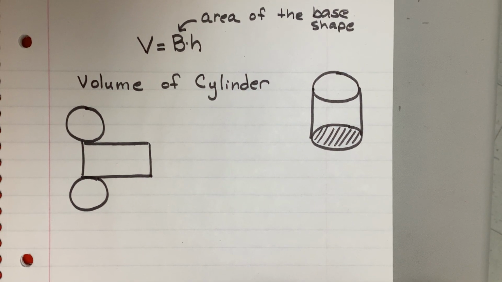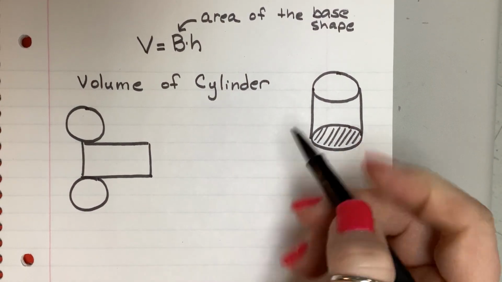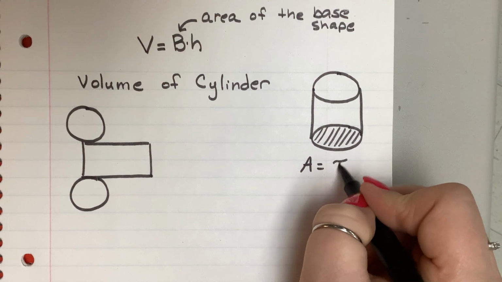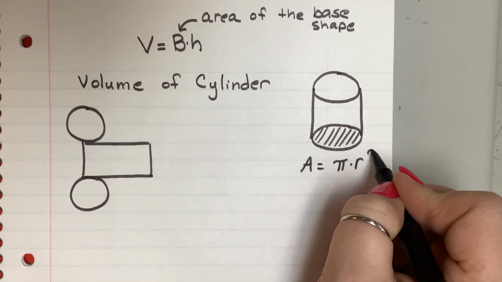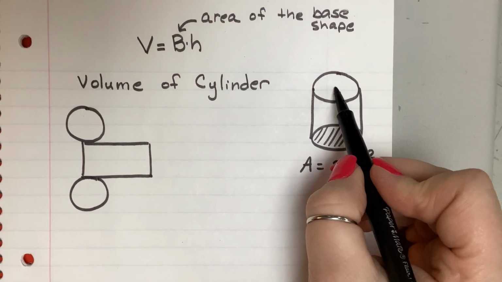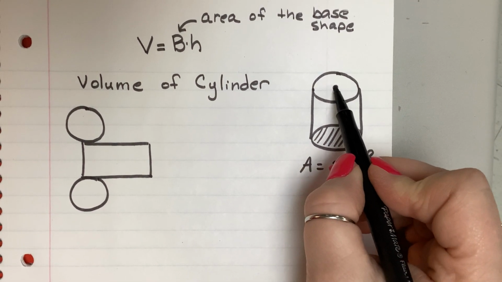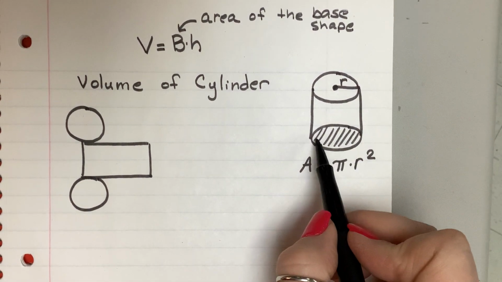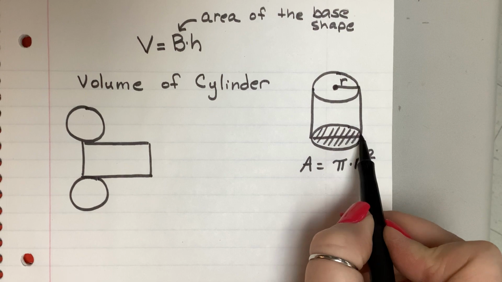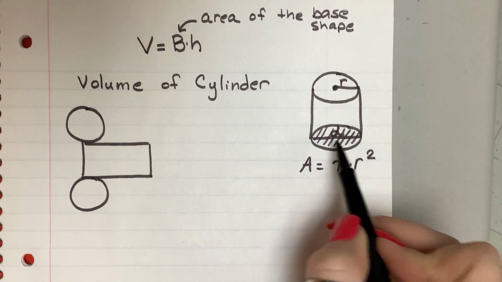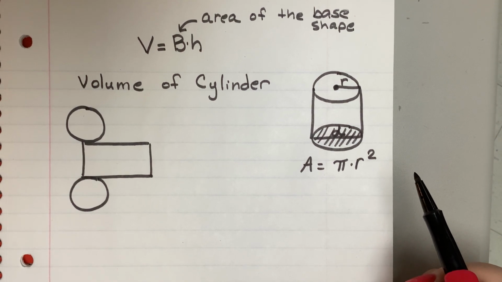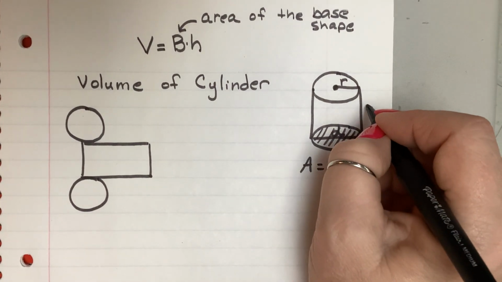So we just had a test on finding area. How do we find the area of a circle? Pi times radius squared. We have to remember that the radius is from the center to the outer edge, and the diameter is all the way through the center from one edge to the other. If they give you the diameter, what do you have to do to find the radius? You must divide by 2. And then we have our height.